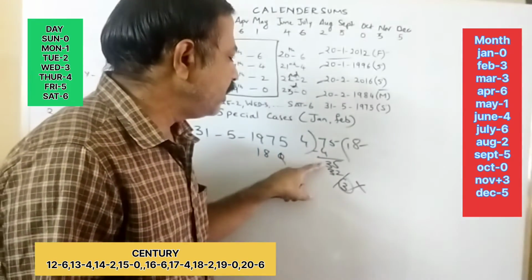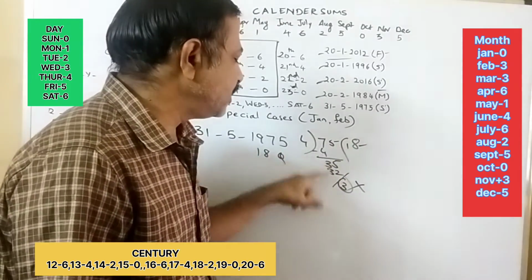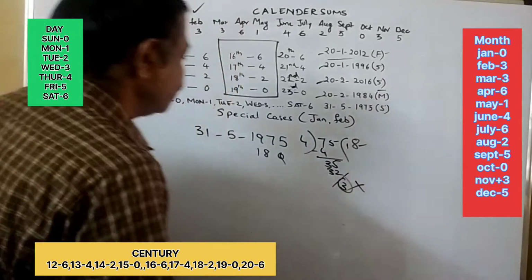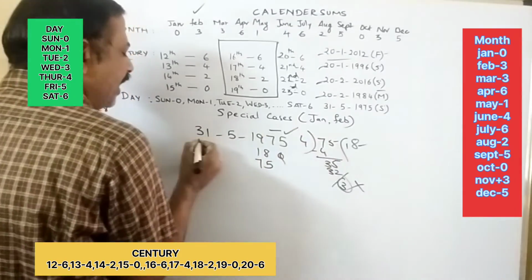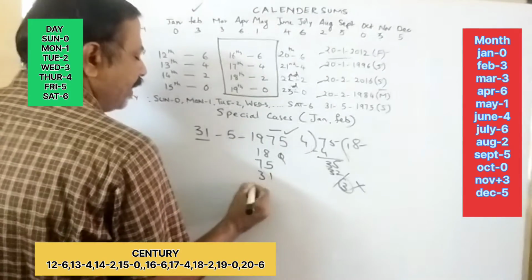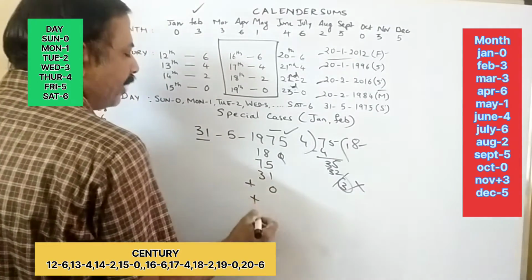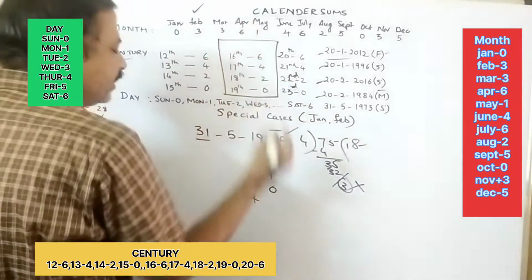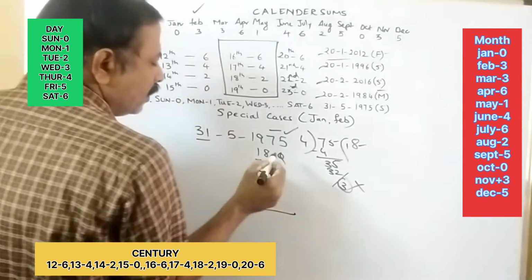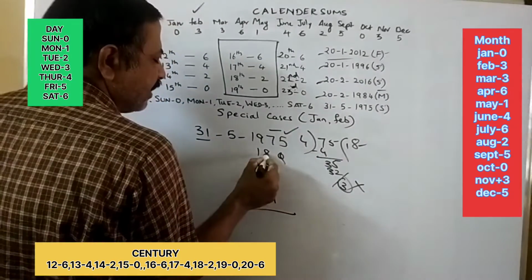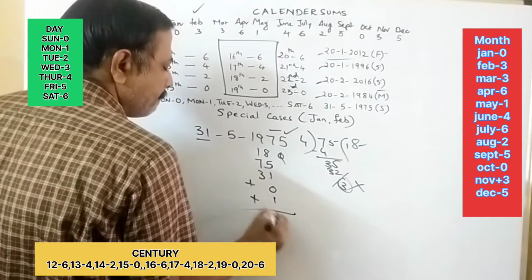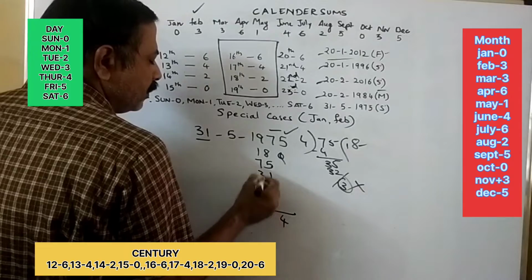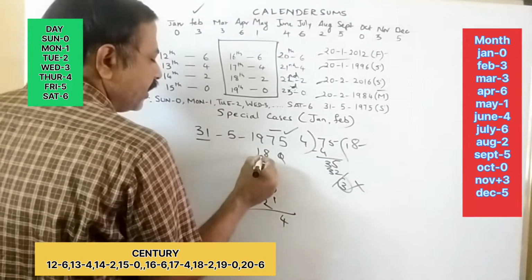4 1 is 4, remainder is 3, 35. 4 8s are 32, 4 9s are 36, remainder is 3. So 18 plus 75 plus 31 plus 19 into 0 plus May. May it is 1. So 9 plus 8, 17. 17 plus 5, 22, 23, 24. 3, 4, 5, 10, 11, 12, 13.